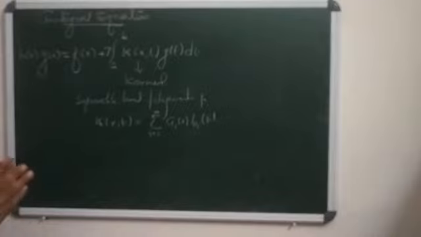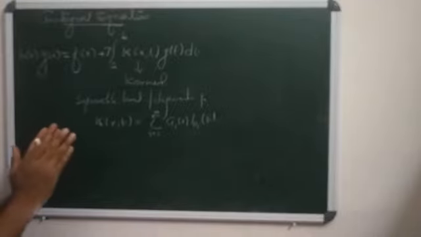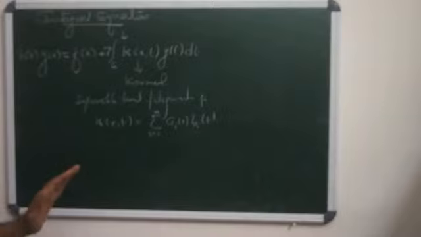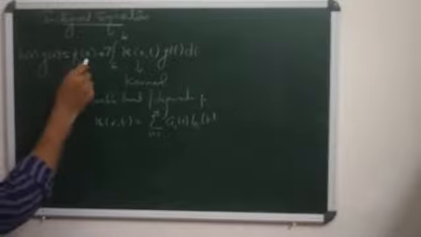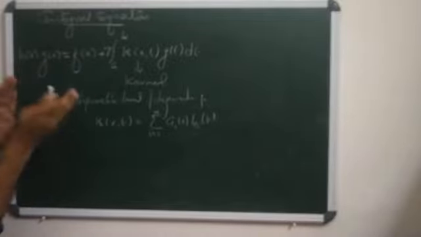Means it is expressed as a sum of a finite number of terms, then that kernel is said to be a separable kernel or degenerate kernel. Here h of x, f of x, k of x,t are known functions, but g of x is an unknown function which is under the integral sign.